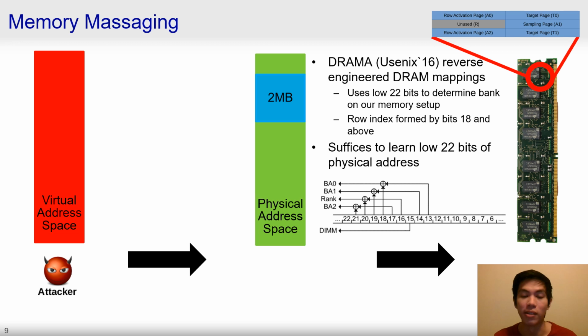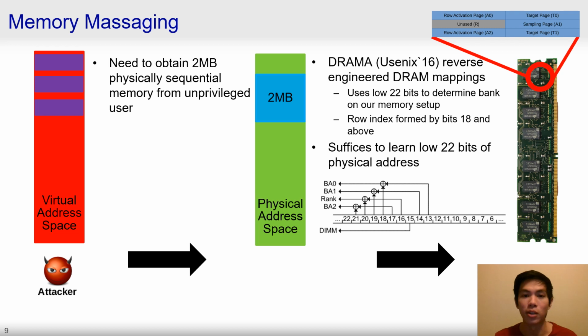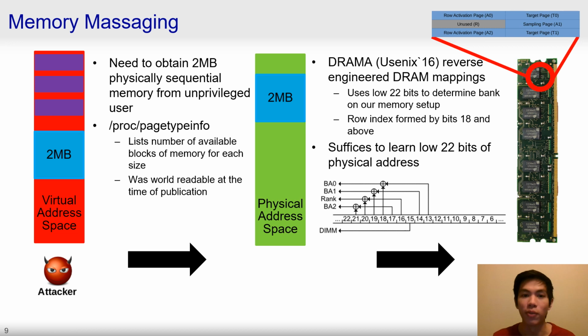To obtain the physically sequential 2 megabyte block of memory from an unprivileged process, we repeatedly made allocations to exhaust the Linux buddy allocator until finally, future allocations were forced to be carved out of the largest blocks that are tracked, thereby giving the attacker 2 megabytes of memory that is both virtually and physically sequential. Monitoring the state of the memory allocator was made possible by the page type info file, which provides detailed information on how many memory blocks are available of each size. And while the file now requires superuser privileges to read, it was world readable at the time of publication.